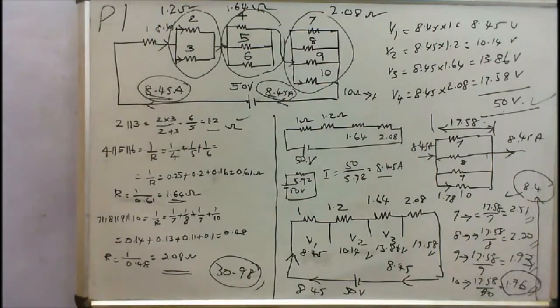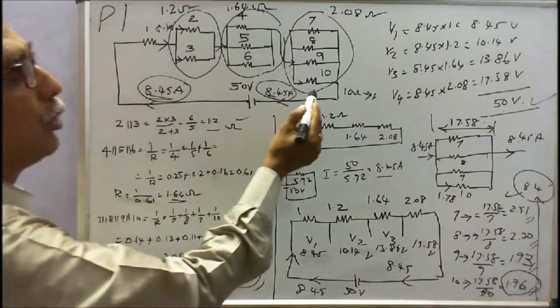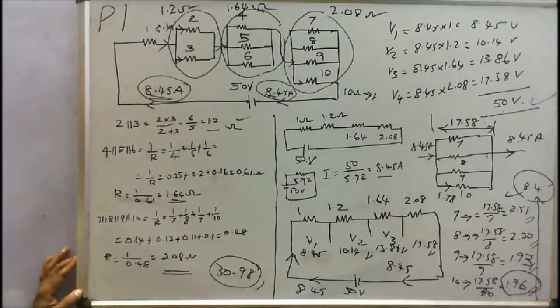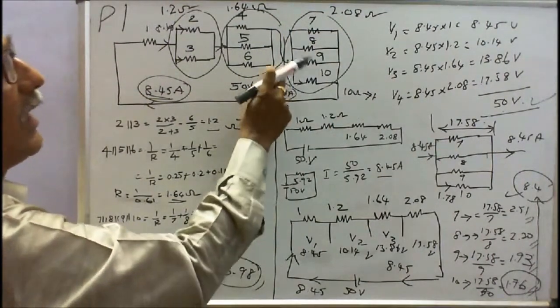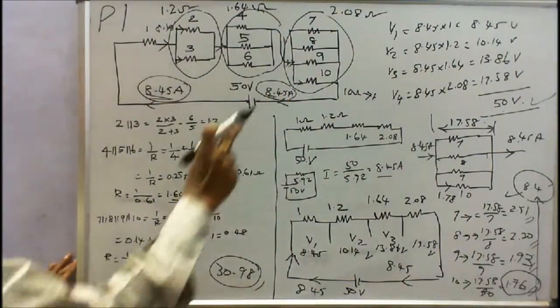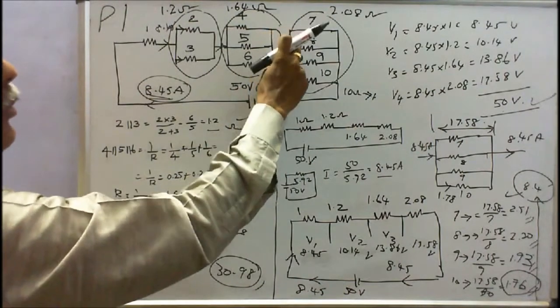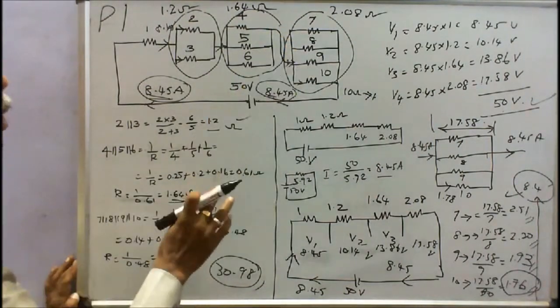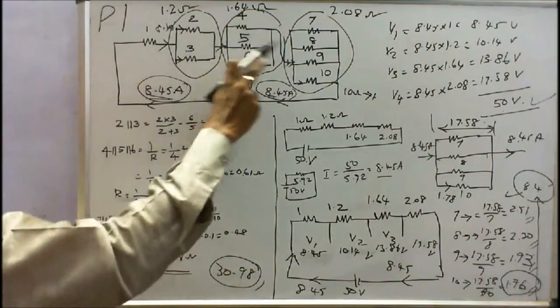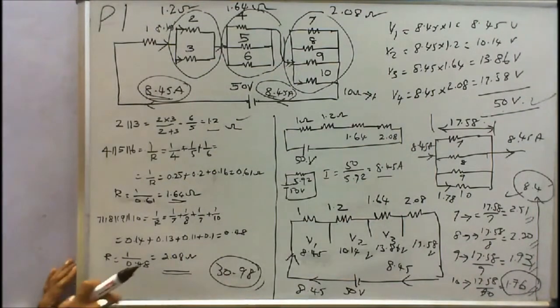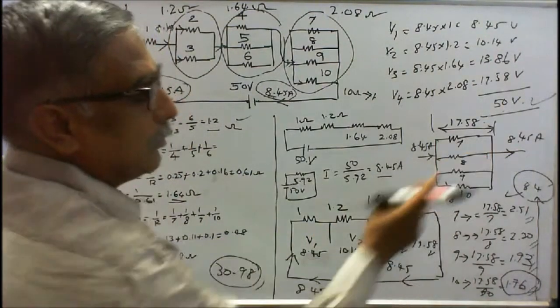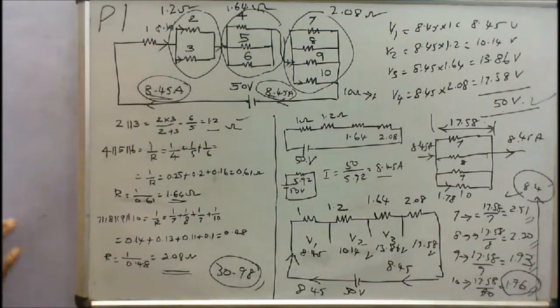Next I have to find what is the current flow through the 10 ohm resistor. I will take this only because the current towards this junction is 8.45. I can connect this point to the 7 ohm, 8 ohm, 9 ohm or 10 ohm. Nothing will happen because the total current injected in the circuit is 8.45. The current leaving the junction must be equal to 8.45.